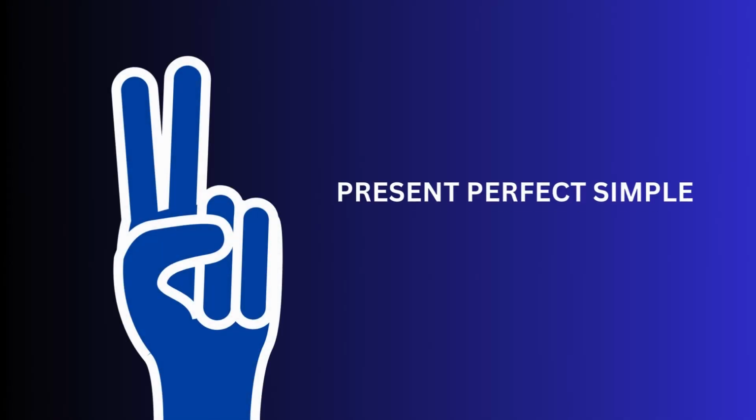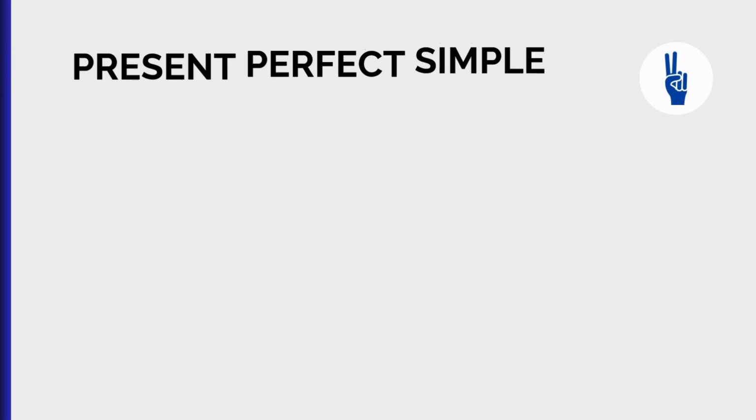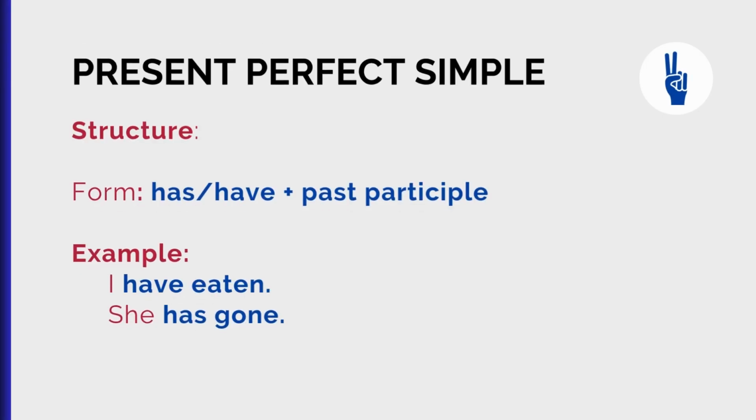Let's start with the present perfect simple. The structure is has or have plus past participle. Look at these examples. I have eaten. She has gone. Remember to use has for singular nouns and personal pronouns I, she, and he, while use have for plural subjects and personal pronouns you, they and we.